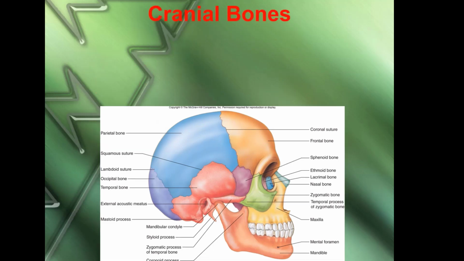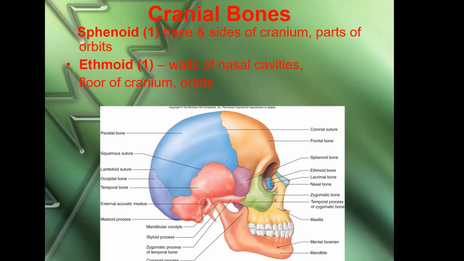The picture shows these bones. Also, we have the sphenoid bone. It is 1 bone at the base and the sides of the cranium and parts of the orbit. And we have the ethmoid bone. Also, it is 1. It forms the walls of the nasal cavities and the floor of the cranium and the orbit. And lastly is the occipital bone. That is 1. It is at the back and the base of the cranium.